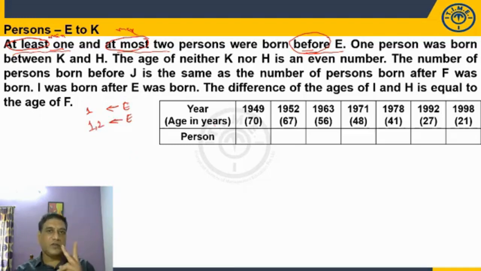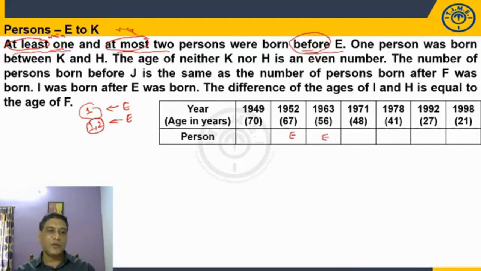So there are 2 cases. What are the 2 cases? Only 1 person born before E. In that case, E should be taken in 1952. There is only 1 person before E. If there are 2 persons before E, we have to take E in 1963. So there are 2 cases.